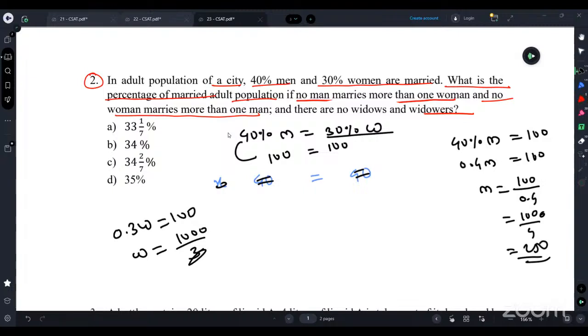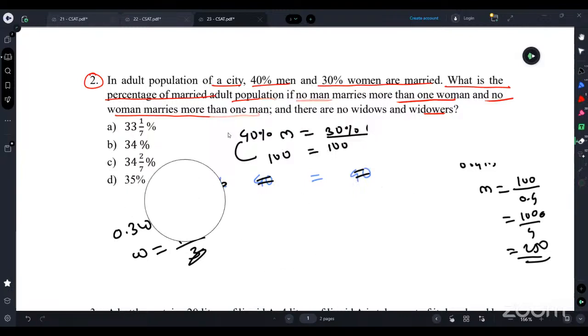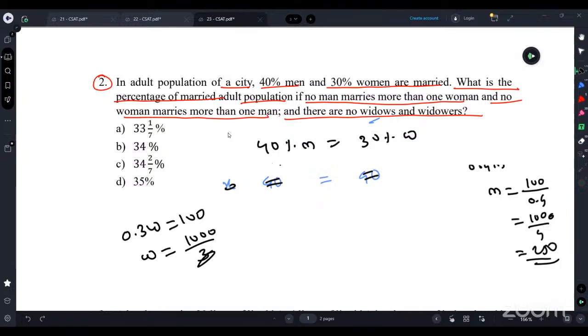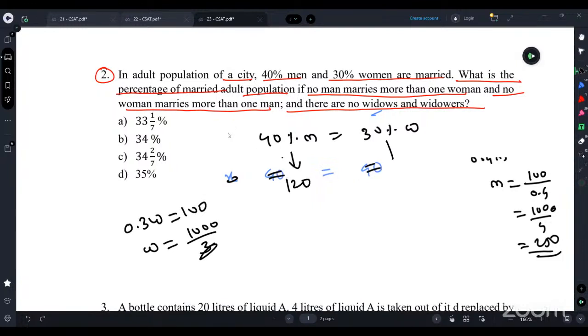So in that case, you can still get the same answer with this, but logically it doesn't seem correct. It doesn't sound good to hear. So what we do is, we consider a different number. I am not able to erase. Okay, let's write. We have 40% of men equal to 30% of women.